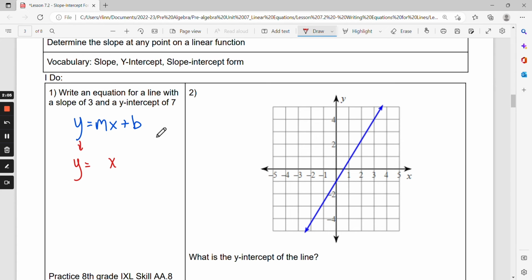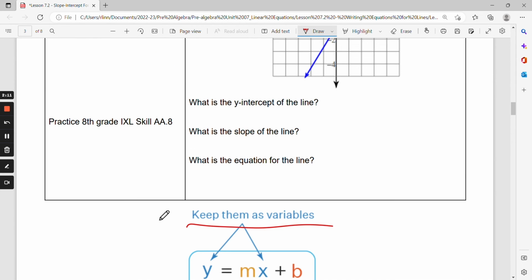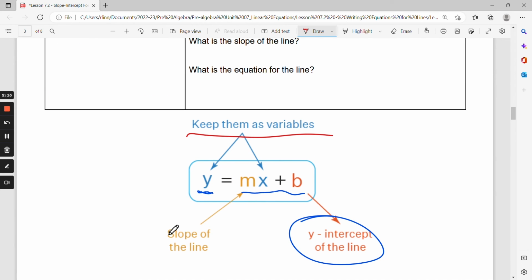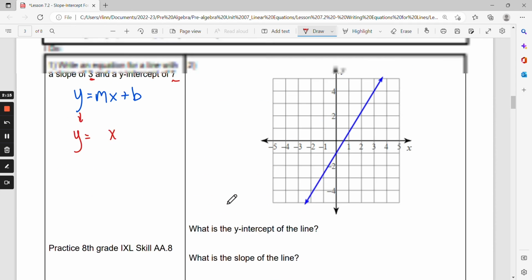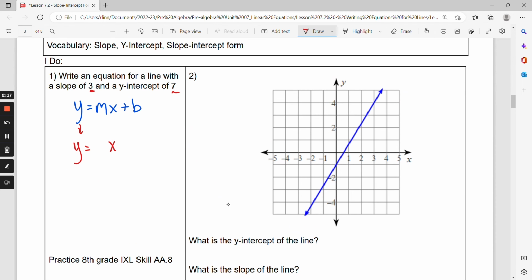Now, if I need to figure out which one of these numbers here goes into which one, I'm going to once again look at my formula down here. So my formula at the bottom says that the slope of the line is m. So I've got m times x. And it says in my problem that the slope is 3. So I'm going to say y is equal to 3x.